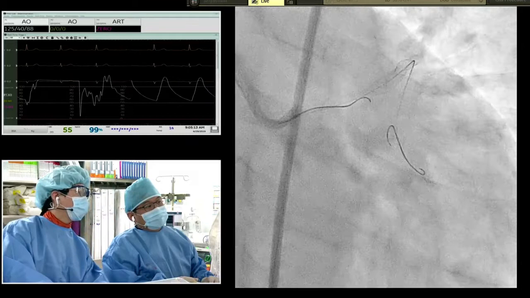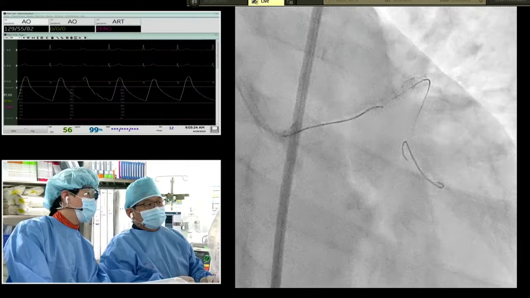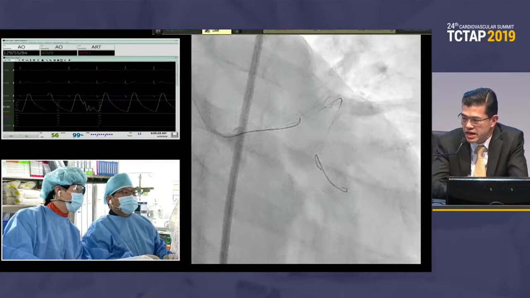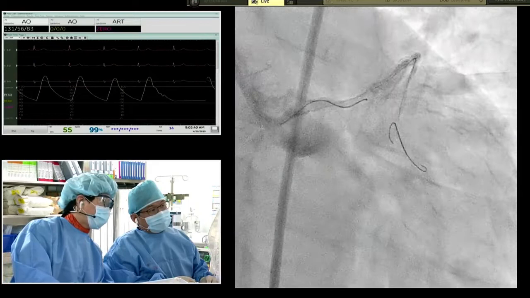We also had some experience that when the high pressure balloon is not able to fully open the dense calcium, we can also try to use the OPM balloon, which can inflate up to 40 atmospheres. Sometimes, especially in stent, very severe stenosis, it might be a very good situation to open up the calcified and also under-expanded stent. But if you're going to do that, you need to use a smaller balloon. You cannot use your maximum size.